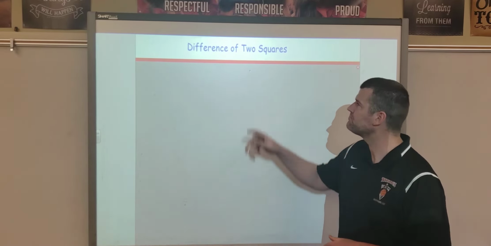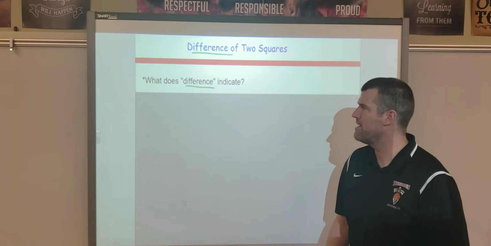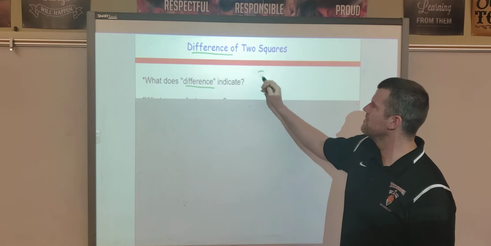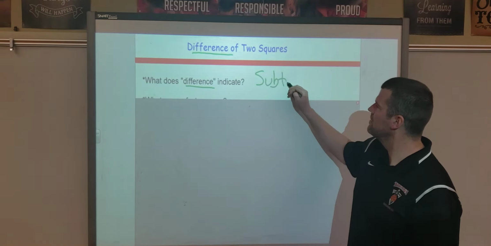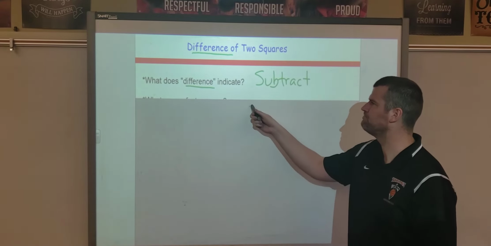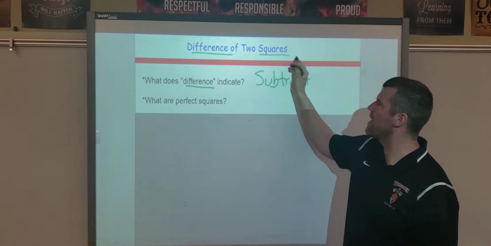But to explain difference of two squares, the first thing we have to make sure we know is what the word difference means. All right, so when we're talking about mathematics, difference means we are going to subtract. So the only way you can have a difference of two squares is if you have a subtraction sign. So the problem has to be a subtraction problem. The second thing is it's a difference of two squares. So what are perfect squares?